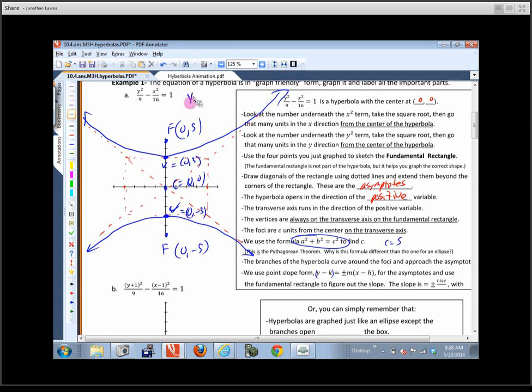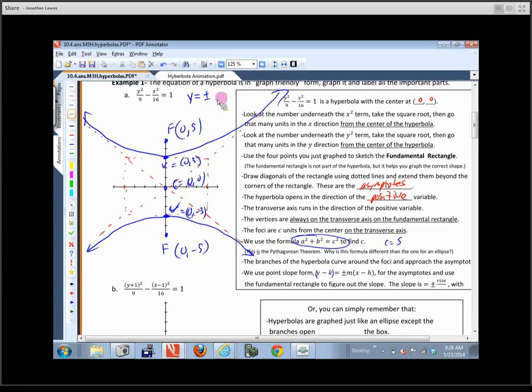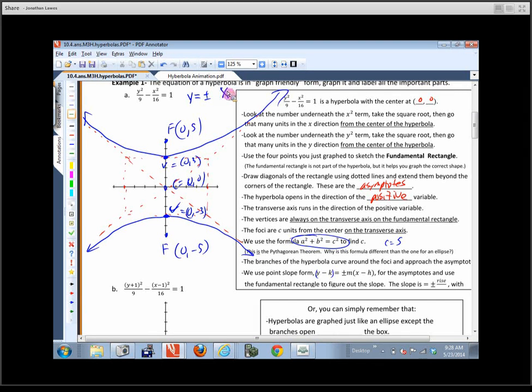So this is going to be y equals, then I'm going to have a plus or minus. I need to figure out what the slope is, and then it's just going to be an x. So here's the cool part. Here's how you figure out what the slope is. A lot of people struggle with the asymptotes on a hyperbola. They're actually very easy if you think about them this way, okay?